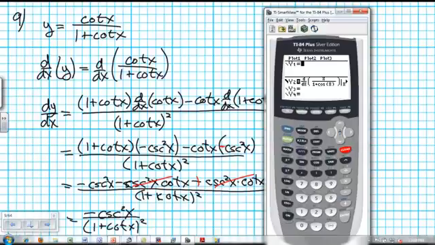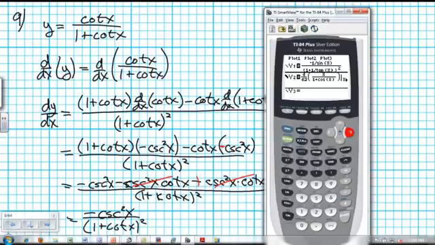What I want here is my derivative, so let's clear this and get in fraction form again. I want negative cosecant, but cosecant is 1 divided by sine. So there's my negative cosecant on top. And on the bottom, I have 1 plus cotangent, which is 1 divided by tangent. Close that off, and let's square that. So there's what I think the derivative function looks like.